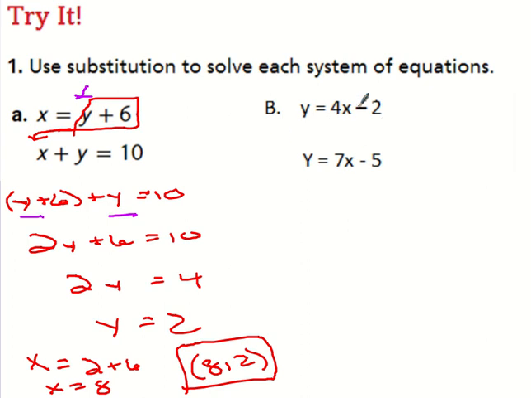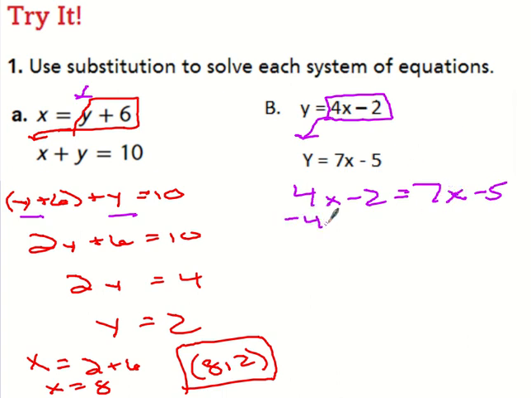Now I figured I'd walk you guys through this one. Because it's a little different, they're both already in slope-intercept form, so this would be easy to graph. But we're going to worry about substituting. I can take either one and plug it in for the other. It doesn't really matter because you're going to have both sides equal to each other. I'm going to have 4x minus 2 equals 7x minus 5. So I've got the variable on both sides.